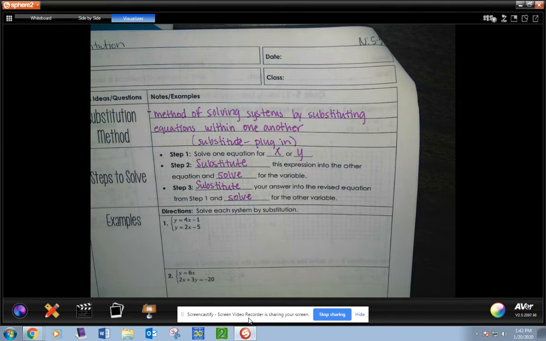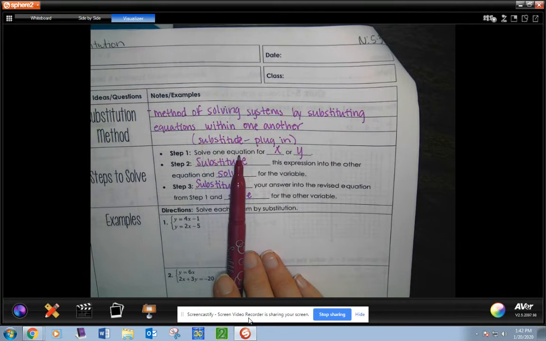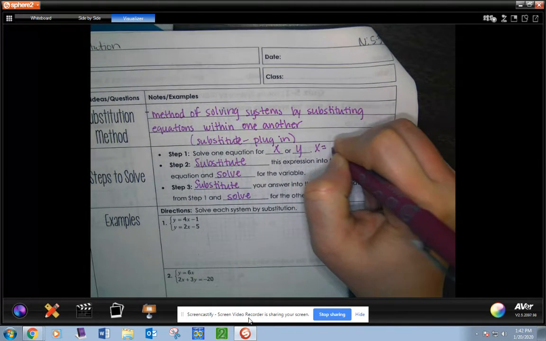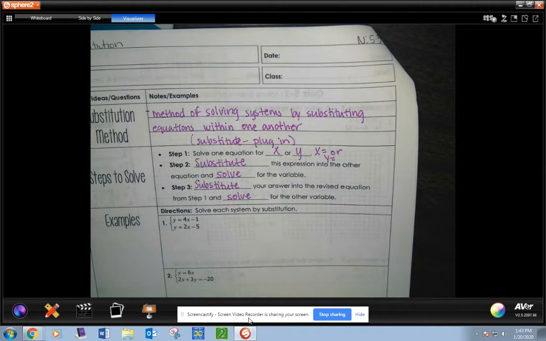Okay, so I kind of have a process when I do this, and it kind of organizes it. So if you want to try my process, it would maybe help you organize your work. The first thing you're going to do is make sure you have one equation in x equals or y equals. So I'm going to write that over here, x equals or y equals. It does not matter which one, but they have to be by itself.